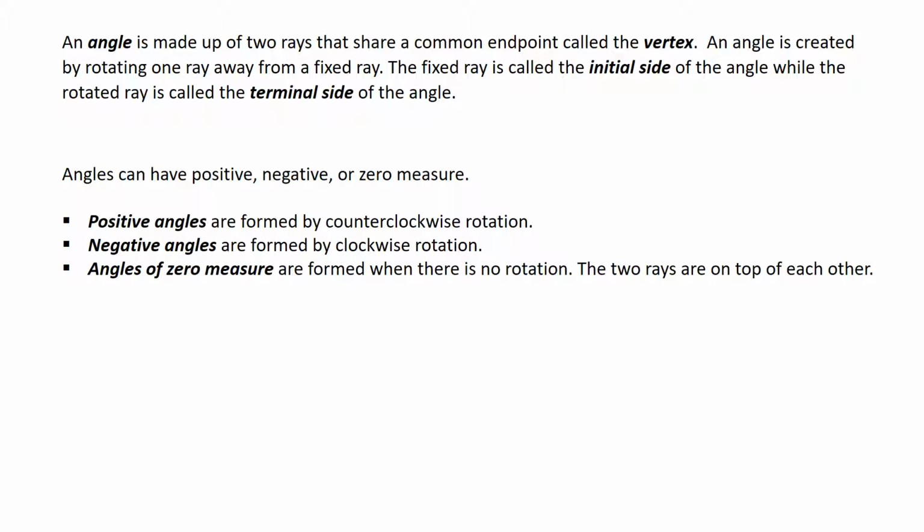Positive angles are formed by counterclockwise rotation. Negative angles by clockwise rotation. And angles of zero measure are formed when there is no rotation.